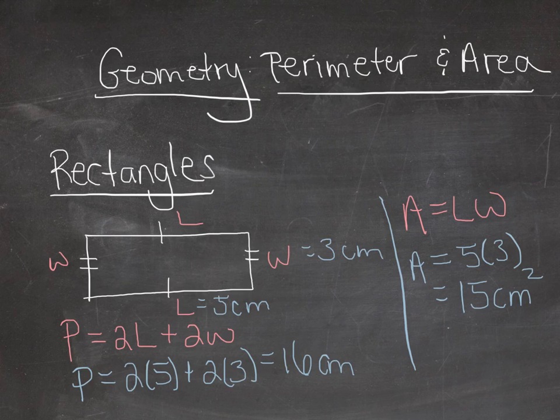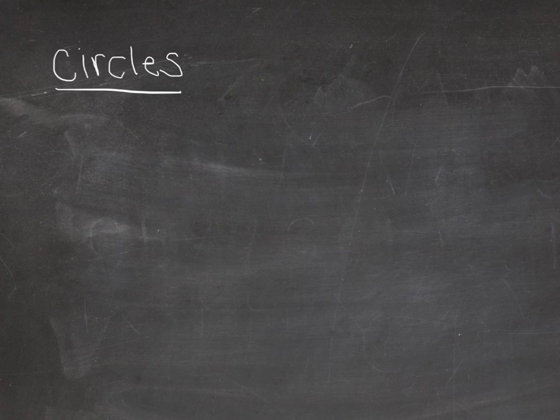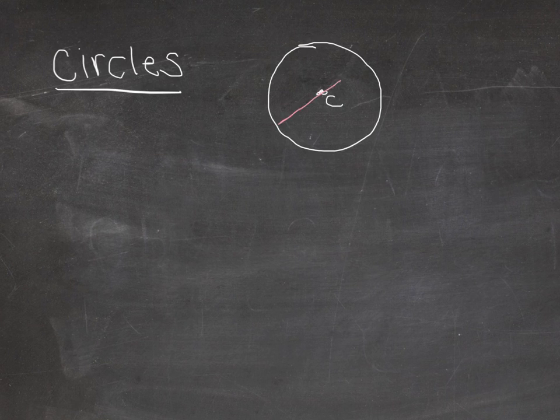Okay, let's look at circles next. So just a reminder, if we draw out a circle, we need to know some terminology. So say I have the center of my circle there. If I have a line going through the center of the circle, say that's A and B, then AB is a diameter.